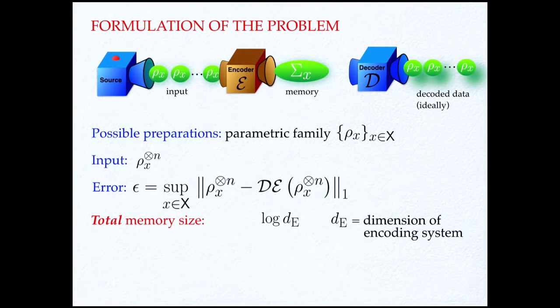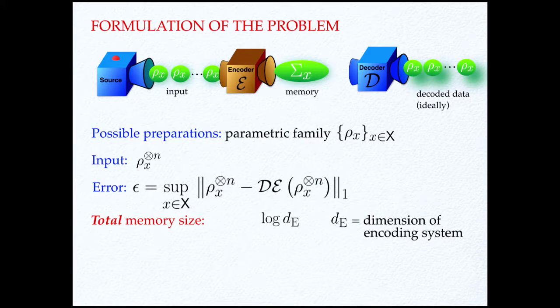Okay, so let me formulate the problem a little bit more mathematically. As always in compression, you have your input data, the n copies. They go through an encoding channel E. What we get is a quantum state of a memory. And then the memory goes through a decoding channel that will try to reproduce the same state that we had at the beginning, the identical copies.